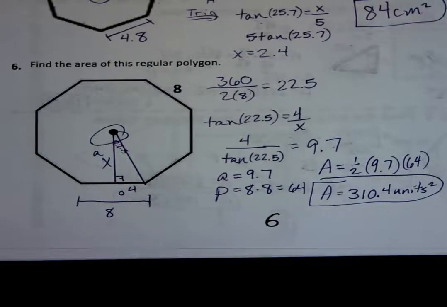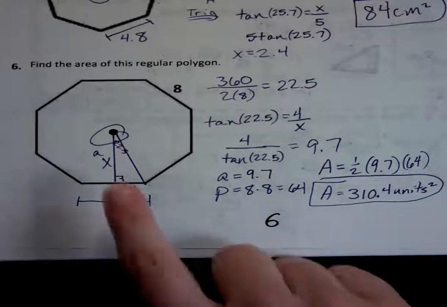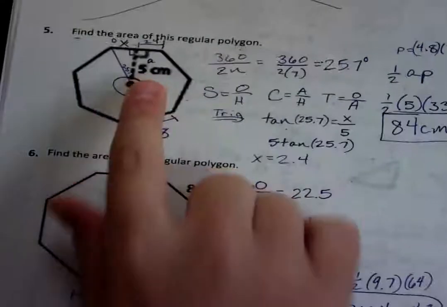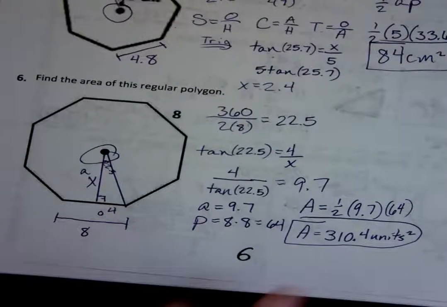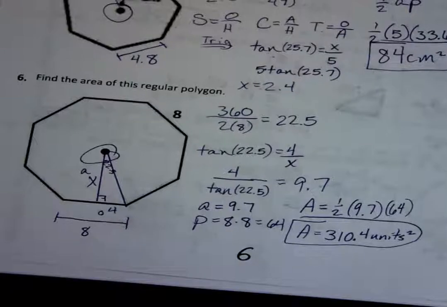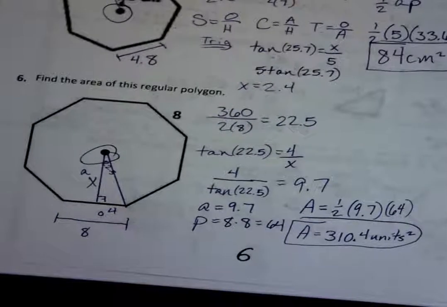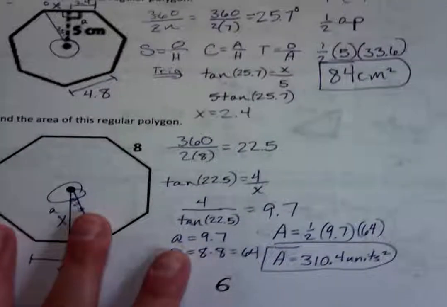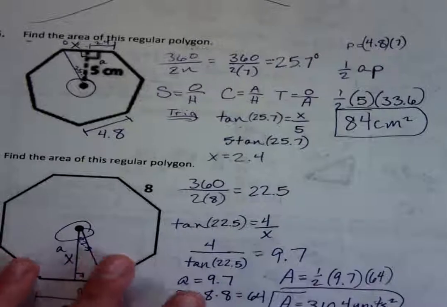Just one little hint. If you are ever given the radius, you are going to have to do trig twice. So here we gave you the side of the triangle. Here we gave you the apothem. If you're given the radius, you're going to have to use sine and cosine. And you're going to have to do trig twice. So just letting you know, if you get to that, that's what you have to do.